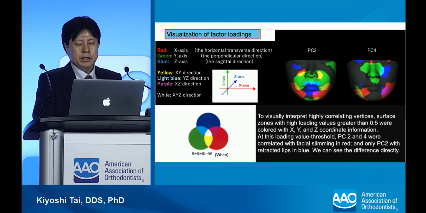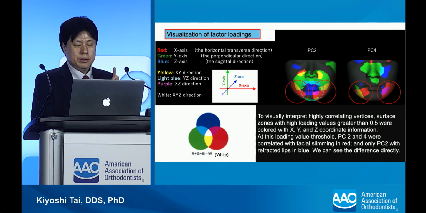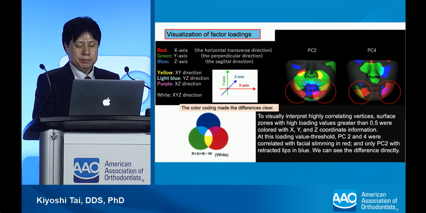To visually interpret the highly correlating parts, vertices on the surface zone with loading values greater than 0.5 were colored by X, Y, and Z direction. At this loading value threshold, PC2 and 4 were correlated with the facial slimming. This is the X-axis. And PC5 was retracted lips in blue. This is the Z-axis. We can see the difference directly.